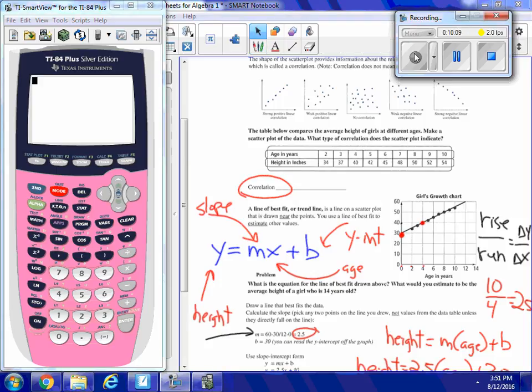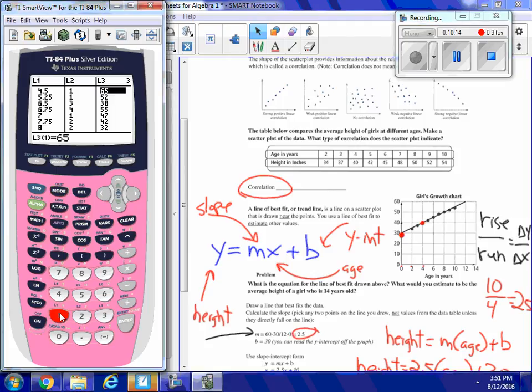I'm going to go stat, and I need to enter the data into the calculator. So in this case here, I'm going to use L1. I'm going to clear it, and that's going to be my age, my x variable, and L2 is going to be my height. I'm going to clear that. So I'm going to enter in the data. My ages are 2, enter, 3, enter, 4, 5, 6, 7, 8, 9, and 10.